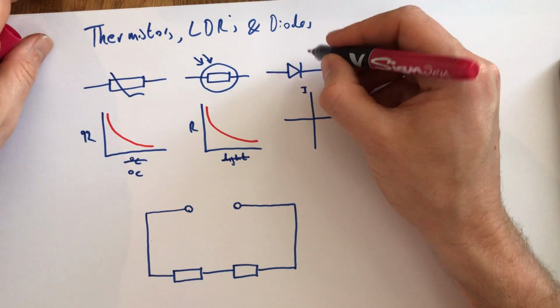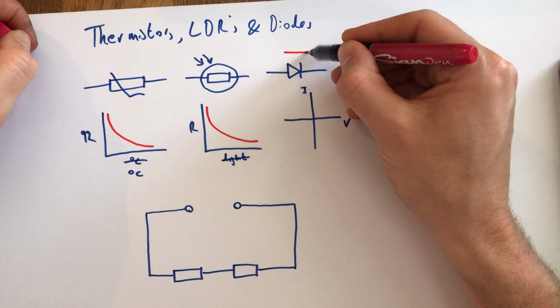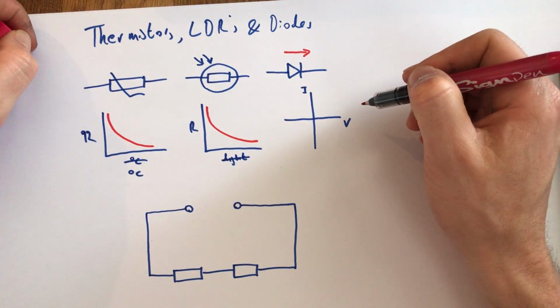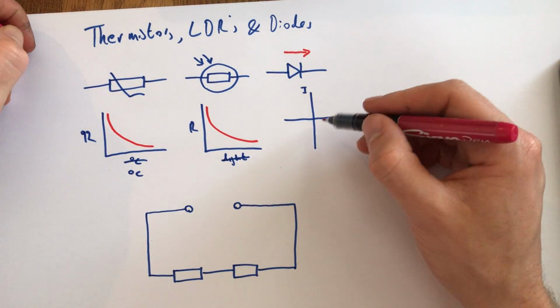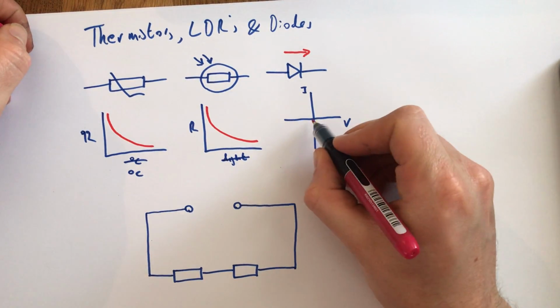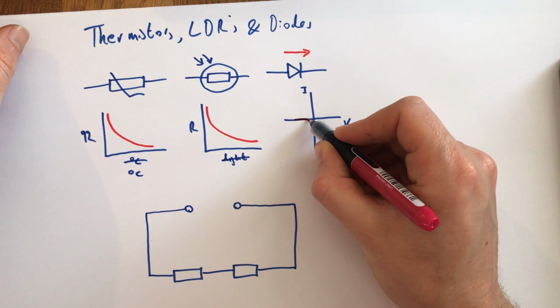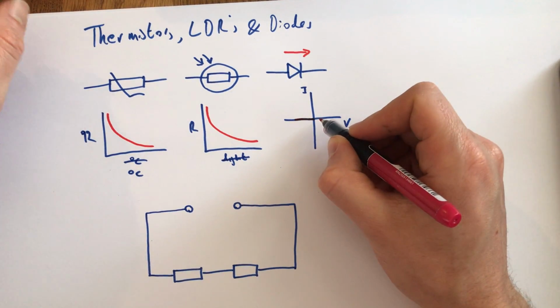The thing with a diode is, if you look at this, you can see it kind of looks like an arrow, and that tells you that it only permits current in one direction. Which is why I represent it with a graph with positive and negative values. If we get a voltage in, let's say, the wrong direction, then we don't get any current. It's effectively got infinite resistance.